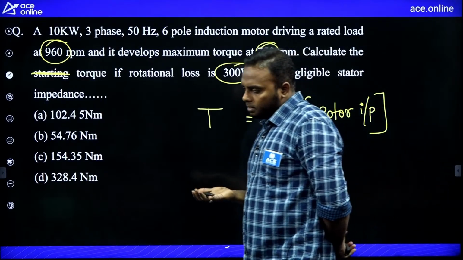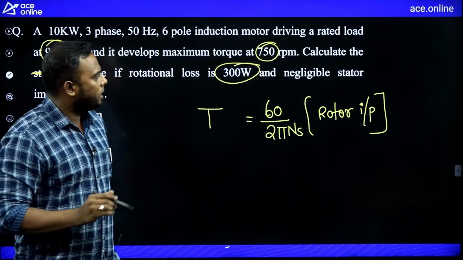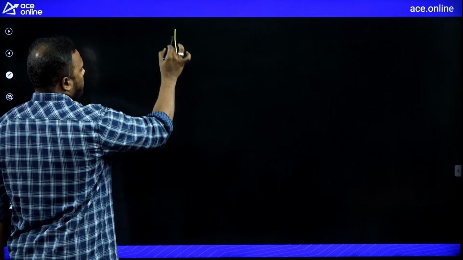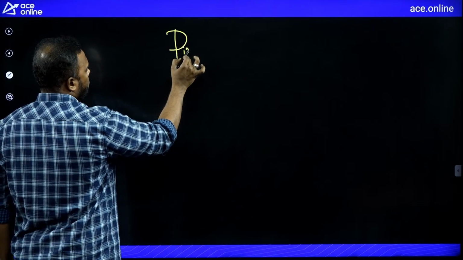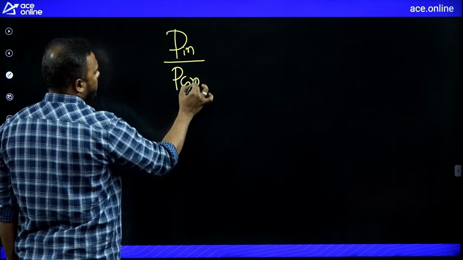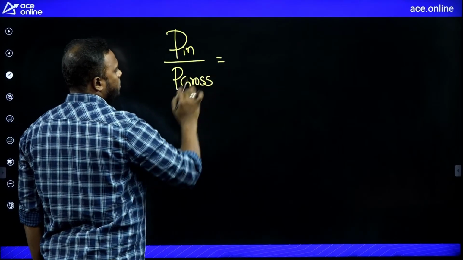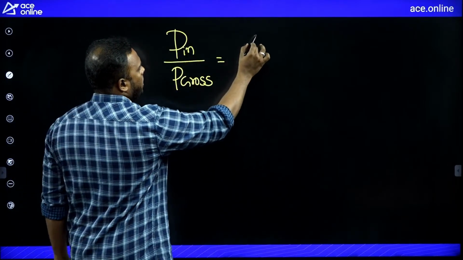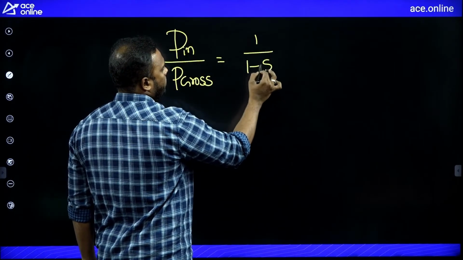60 by 2 pi ns into rotor input power. So rotor input calculation is important here. If you remember the previous equations, rotor input divided by rotor gross power. Previously given, no? What is that relation? 1 is to S is to 1 minus S. Rotor input by rotor gross power is 1 divided by 1 minus S.